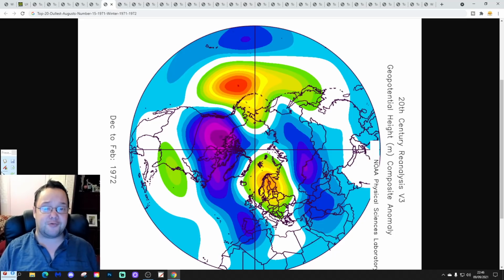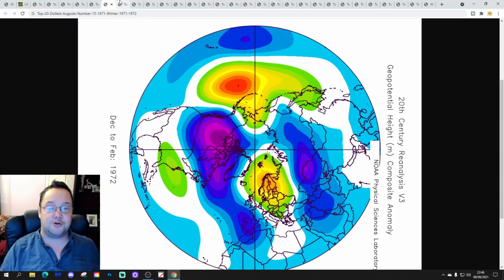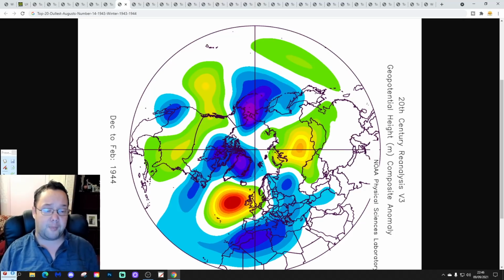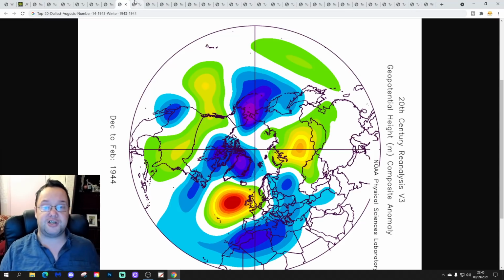At number 15, we've got the winter of 1971-1972. This one's just another one of those mild early 1970s winters, with high pressure way to our east and low pressure in from the Atlantic. Not much doing in that one if you want cold weather. At number 14, we've got 1943-1944. This is quite a mild winter as well, with high pressure over and to the west of the country. Relatively dry, but pretty mild.